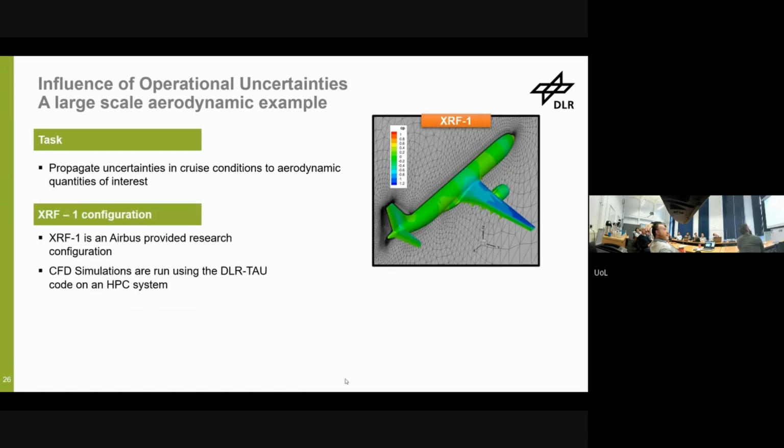Let's take a look at the XRF1 configuration. Probably most of you are familiar with this. If you are not, it's an Airbus-provided research configuration. We use CFD simulations running the DLR TAU code on an HPC system, so it takes a few hours to do one simulation. I think it's supposed to be representative of a long-range aircraft configuration, and Airbus shares it with a lot of partners. Probably some of you have been in touch with it.